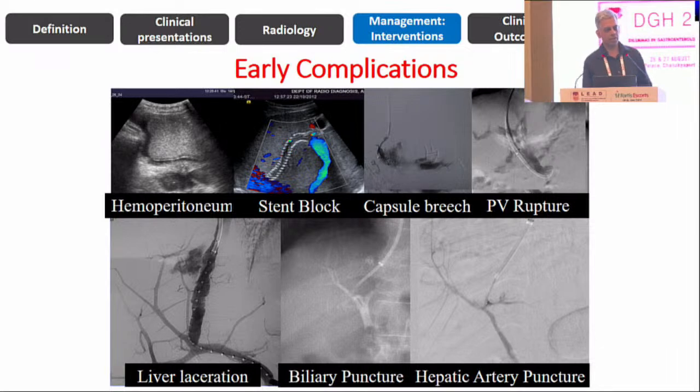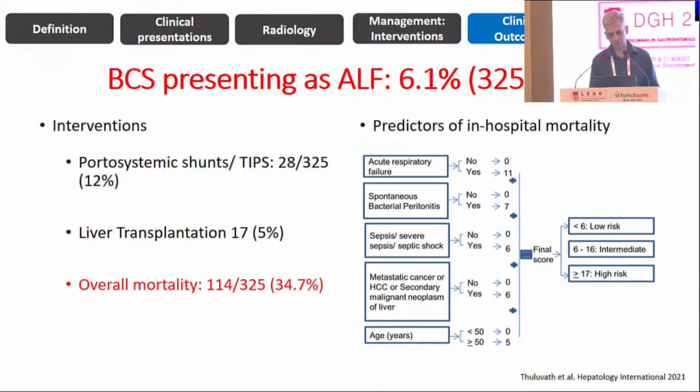Each procedure with Budd-Chiari comes with its own complications, and let me tell you, we've seen all of them. Hemoperitoneum, stent block, stent fractures, capsule breach, portal vein rupture, biliary puncture, hepatic artery puncture. For each of these, you need to have an experienced radiologist with you.